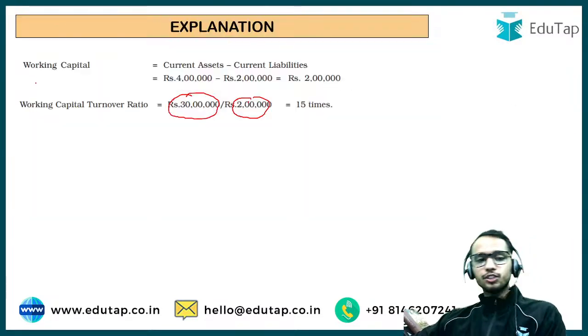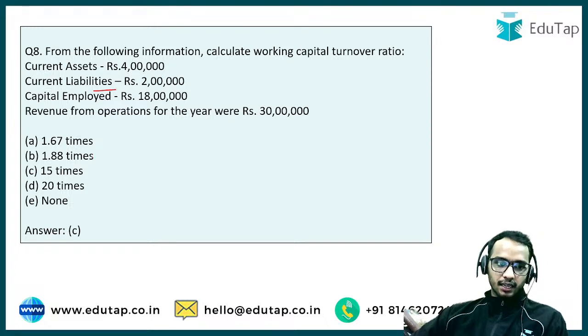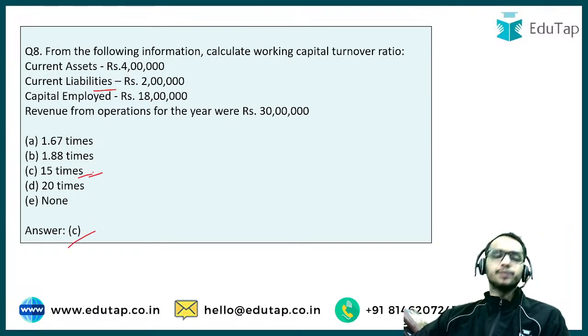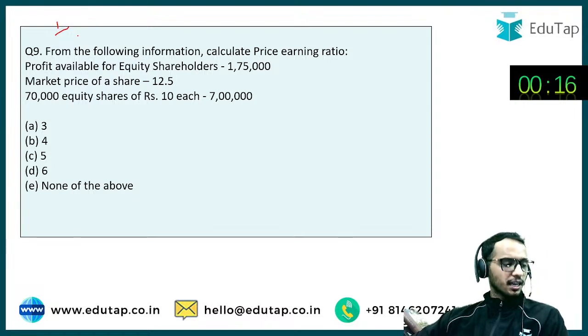Okay? Chalo. Question number 8 we have done. Yes, the answer is correct: 15 times C, option number C. Let's move to the question number 9th. Again a numerical, and yes, everyone is correct in the question number 8.